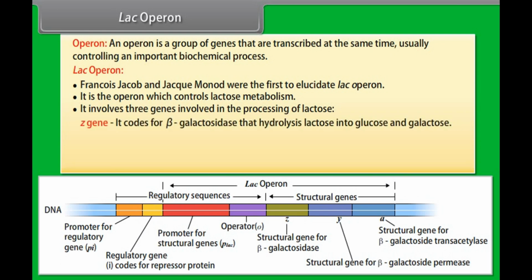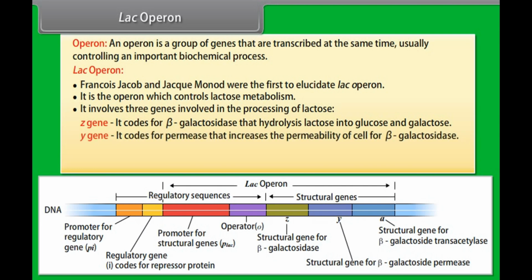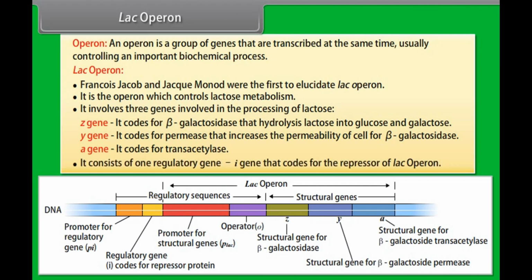Z gene. It codes for beta-galactosidase that hydrolyzes lactose into glucose and galactose. Y gene. It codes for permease that increases the permeability of the cell for beta-galactosidase. A gene. It codes for transacetylase. It consists of one regulatory gene, the I gene, that codes for the repressor of lac operon.